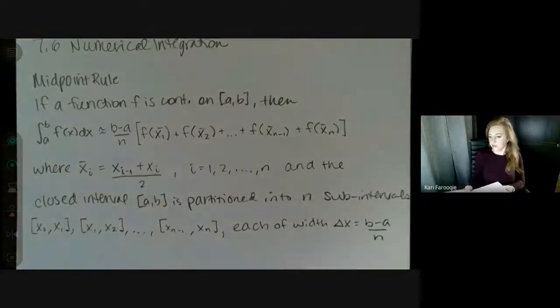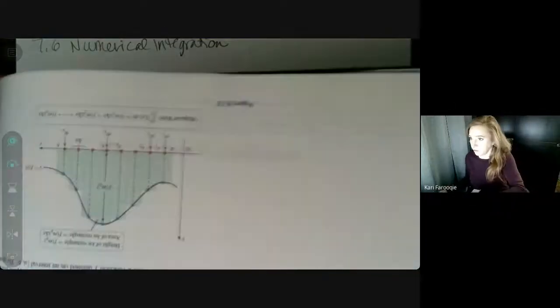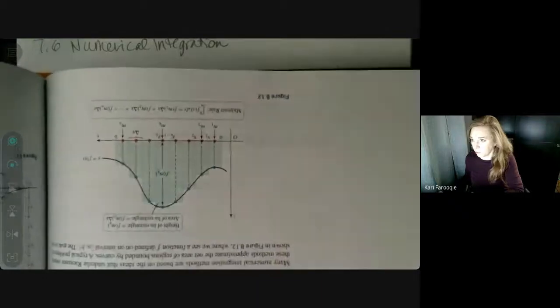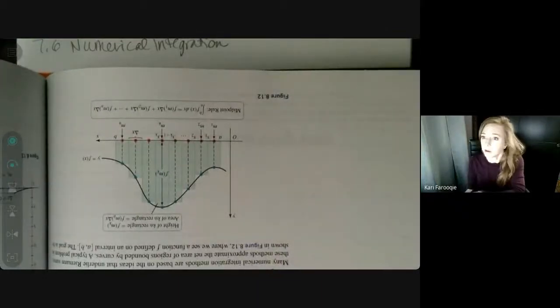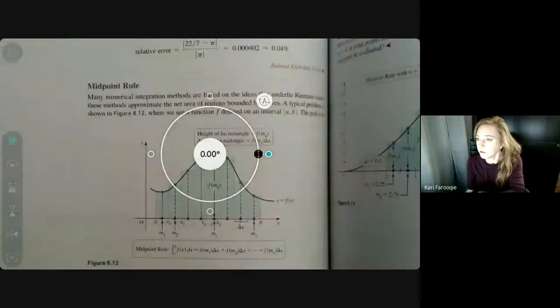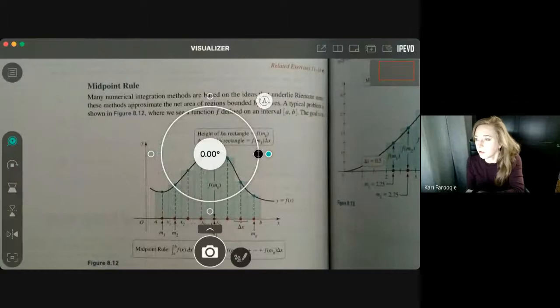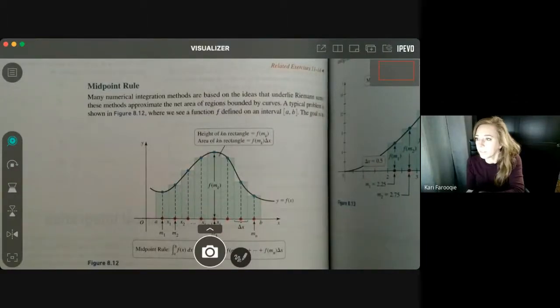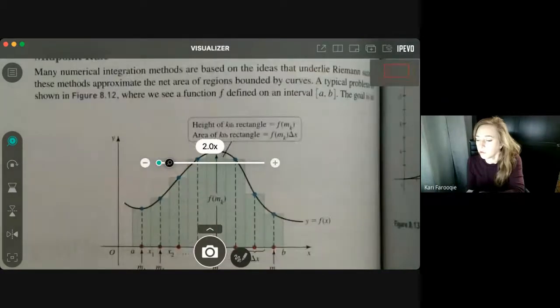I knew I had this somewhere and I can't find it until I turn this over. Hold on. You were working on your quiz. I finally found it. Nope, this side. There we go. I'll zoom it in a little bit more for you.